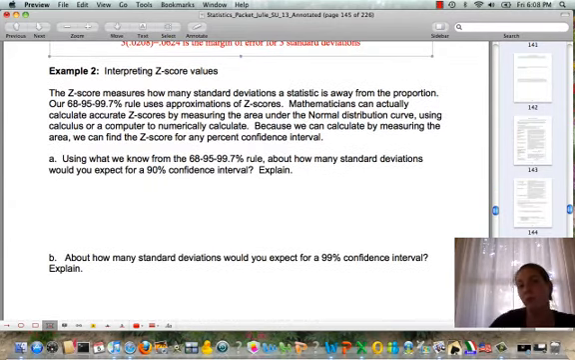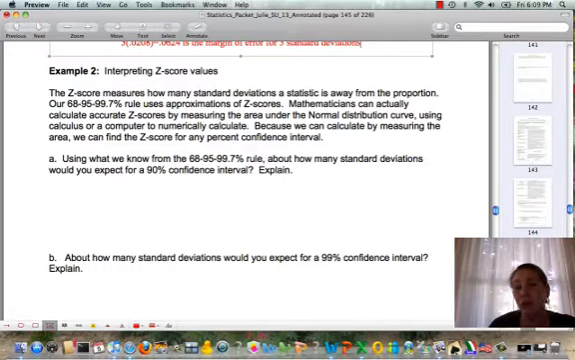So now we're going to talk some more about interpreting the z-score values. Remember, the z-score measures how many standard deviations a statistic is away from the proportion. And the proportion is the center of the graph. Remember, it's a proportion because we're looking at categorical data, right? So our proportion lies where the mean would lie in the center of our normal distribution. And so that 68, 95, 99.7% rule that we use is approximations of z-scores. So mathematicians actually calculate accurate z-scores by measuring the area under our normal distribution curve.